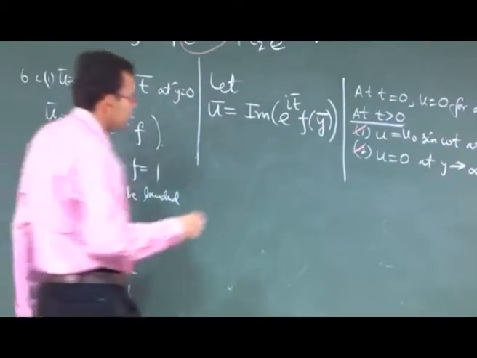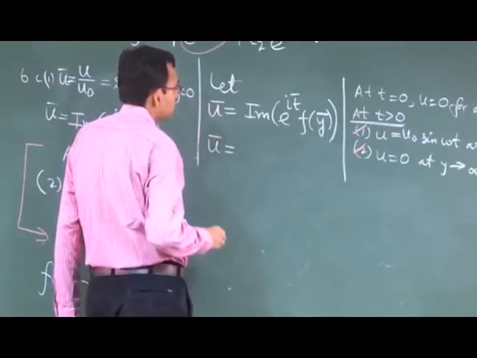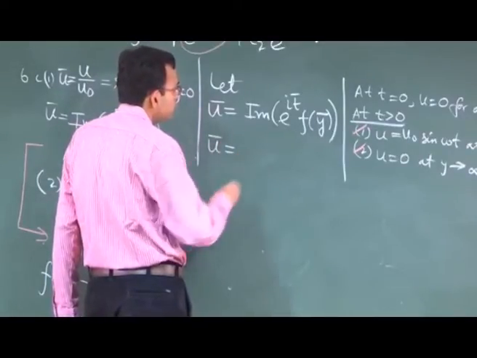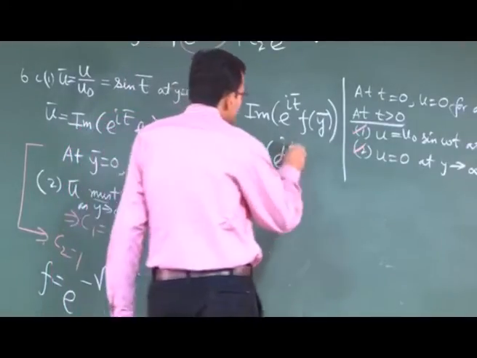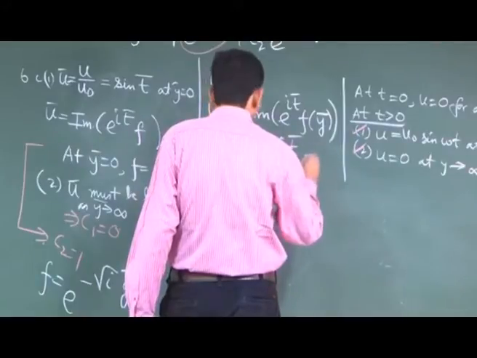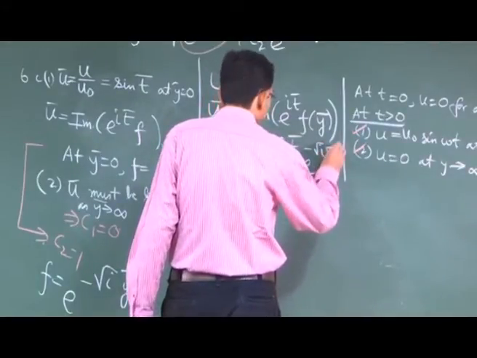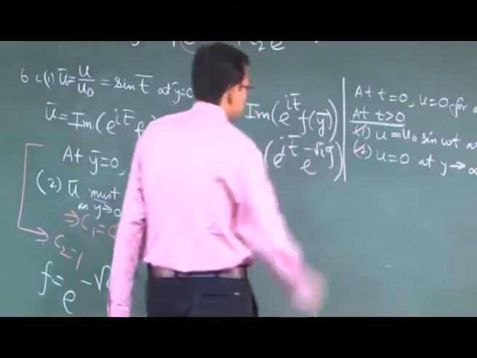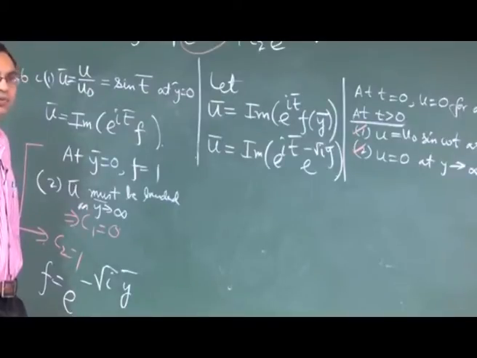So, you have u equal to imaginary of e to the power i t into f y e to the power minus square root of i y. Now, you can write square root of i in terms of i.